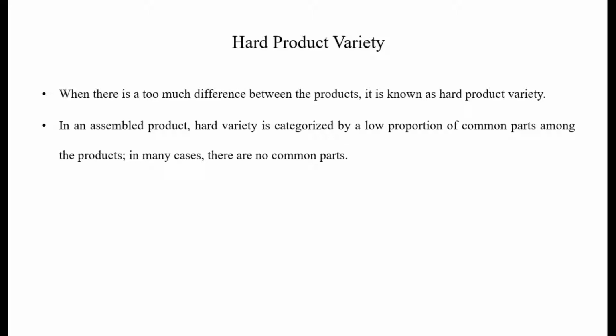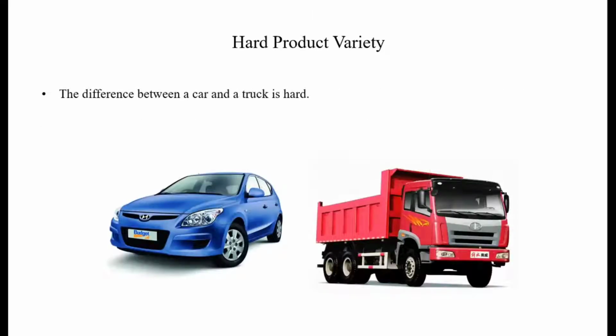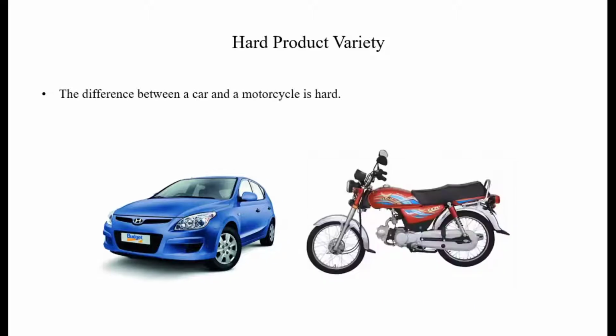In the case of assembled products, hard product variety is characterized by a low proportion of common parts, the components among the products. And in many cases, the products in the hard product variety will have no common parts. Like the difference between a car and a truck is hard. The tires of the car are different from the tires of the truck. The engine of the car is different from the engine of the truck. The body of the car is different from the body of the truck.